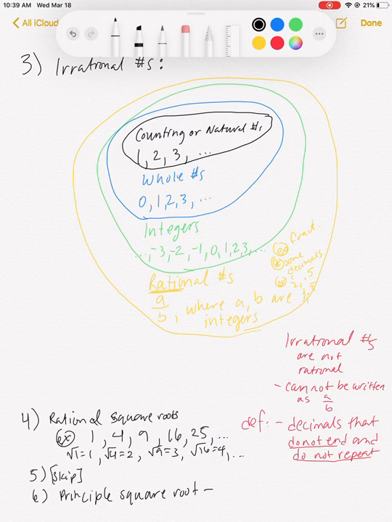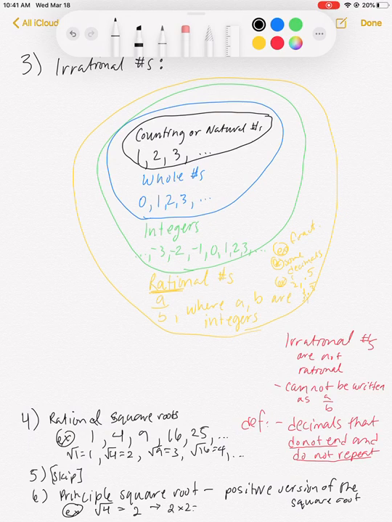Okay, so the principal square root is the positive version of the square root. For example, we have the square root of 4 is equal to 2, right? Normally we say that because that's the most common. It's called the principal square root. The square root of 4 is 2 because 2 times 2 is equal to 4.